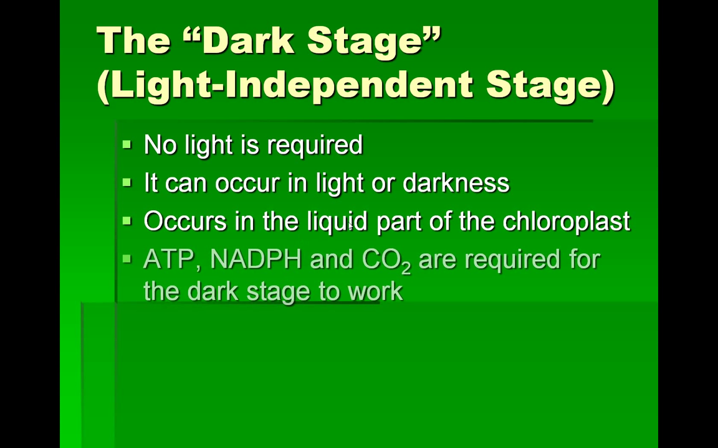This occurs in the liquid part. We said that the light-dependent stage, or those 2 pathways we looked at in the light-dependent stage, that light stage, happen on the membranes in the chloroplast. This happens in the liquid part. And what's required is the ATP that's generated from pathway 1, the NADPH, and from pathway 2, the ATP. NADPH is generated in pathway 2 of the light phase.